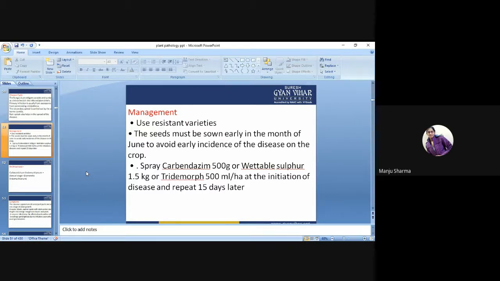Spray of carbendazim 500 gram or vegetable sulfur 1.5 kg or tridemorph 500 ml per hectare at the initiation of disease and repeat 15 days later.